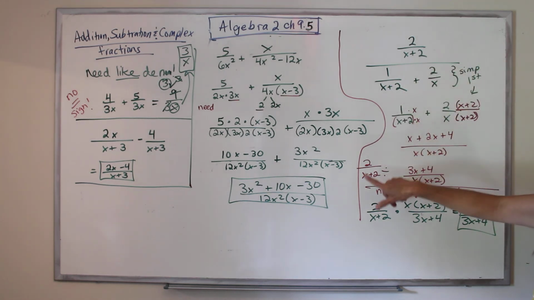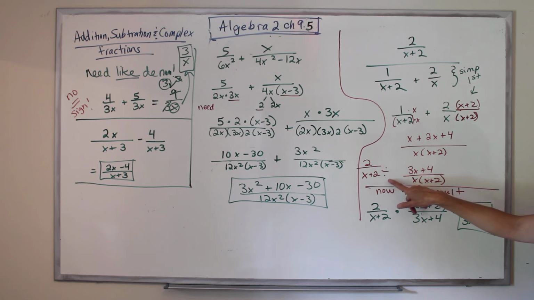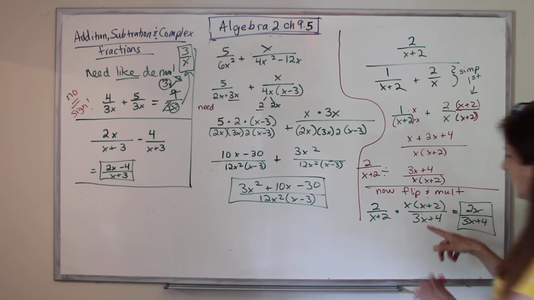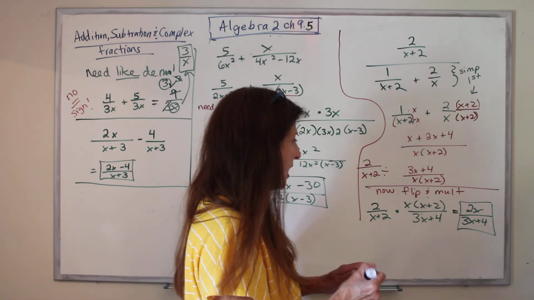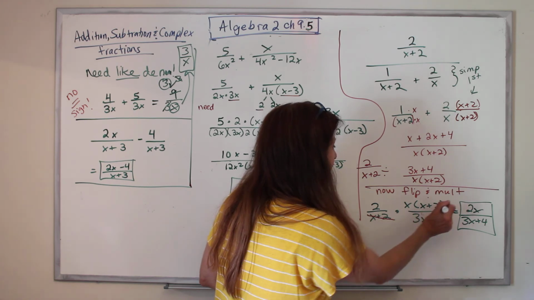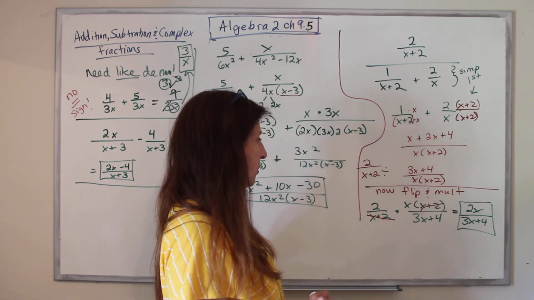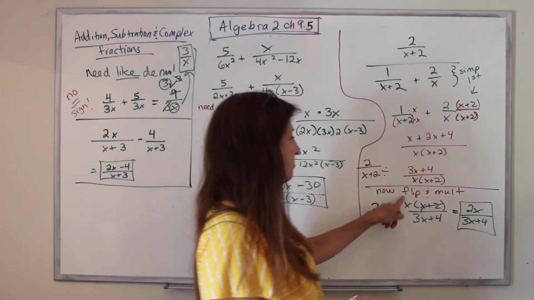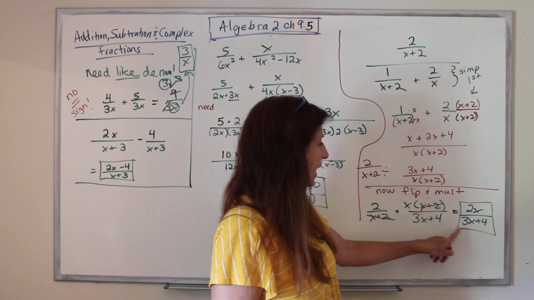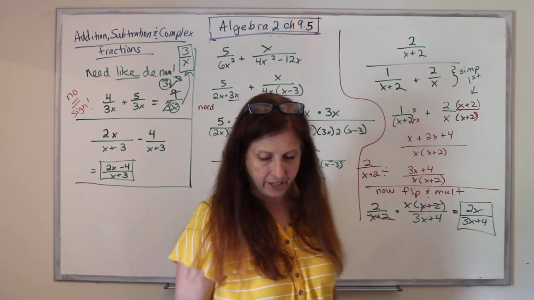Now I can bring down the numerator and put my divide sign, and now I can flip it and multiply. So I'm going to flip this part, and I'm going to look and see now that it's multiply, can I mark anything out? And yes, I can. That x plus 2 can mark out. Now 2 times x is 2x, and 3x plus 4 is still on the bottom there.